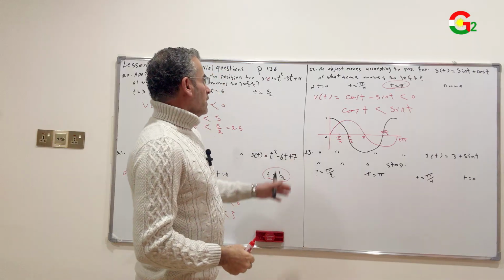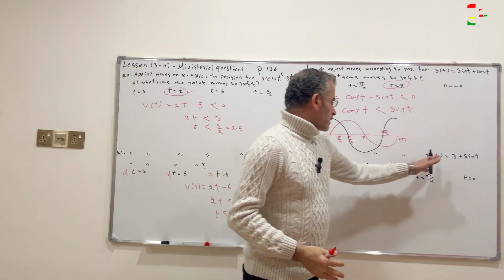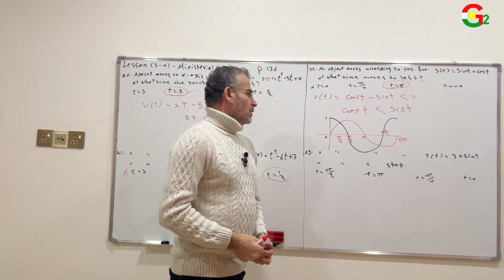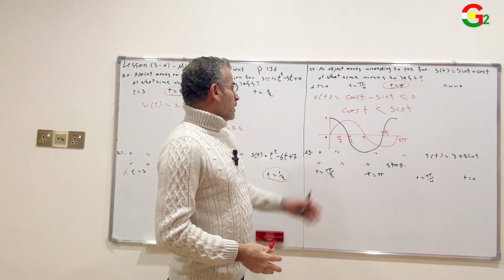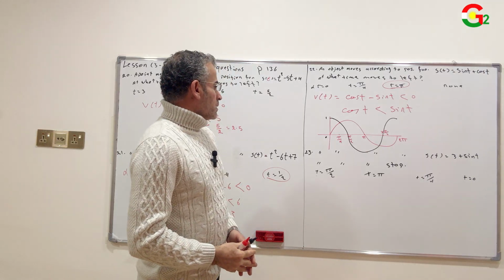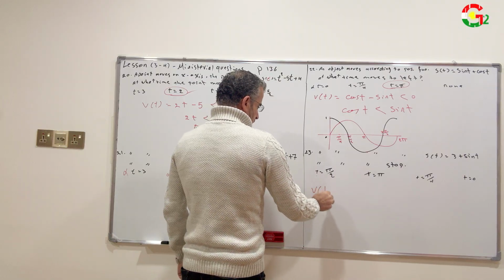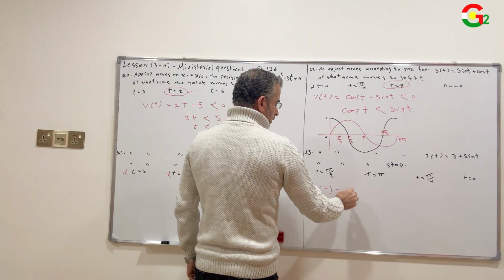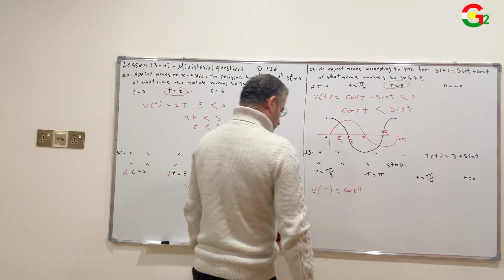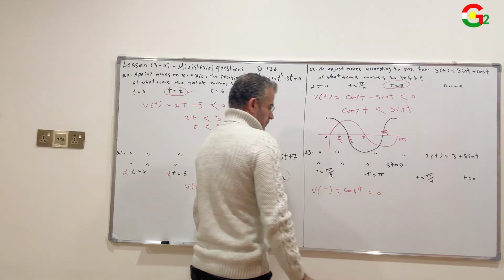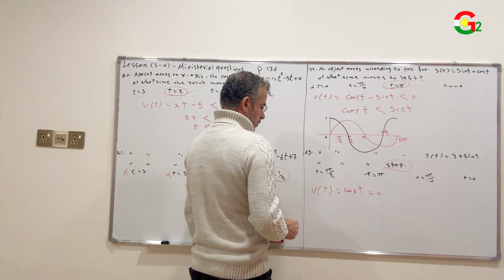Question number 23. An object moves according to the position function s of t equals 3 plus sine t. At what time will the point stop? Find first the velocity function. The derivative of 3 plus sine t is 0 plus cosine t. Set it to 0 because we want to find at what time the object stops.